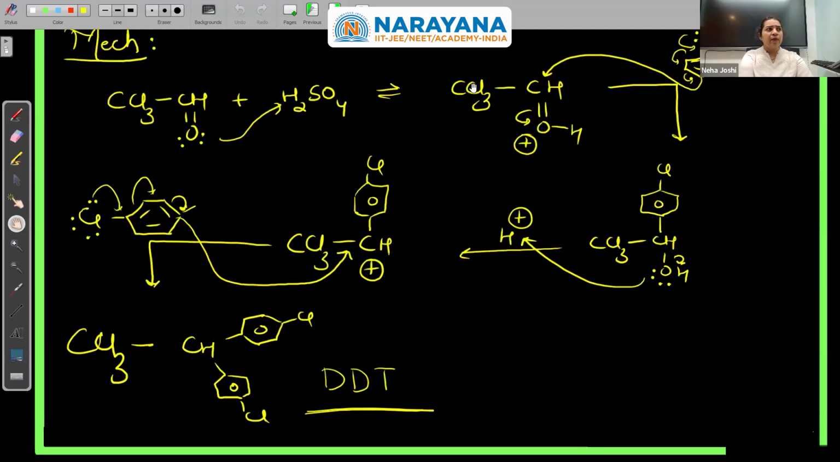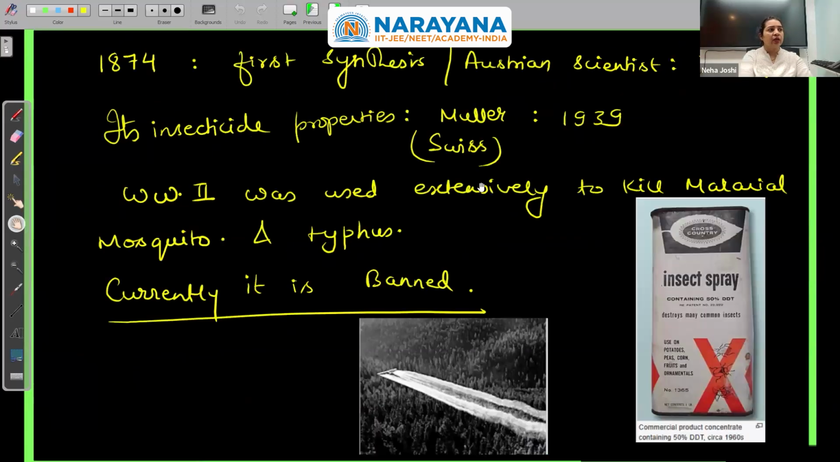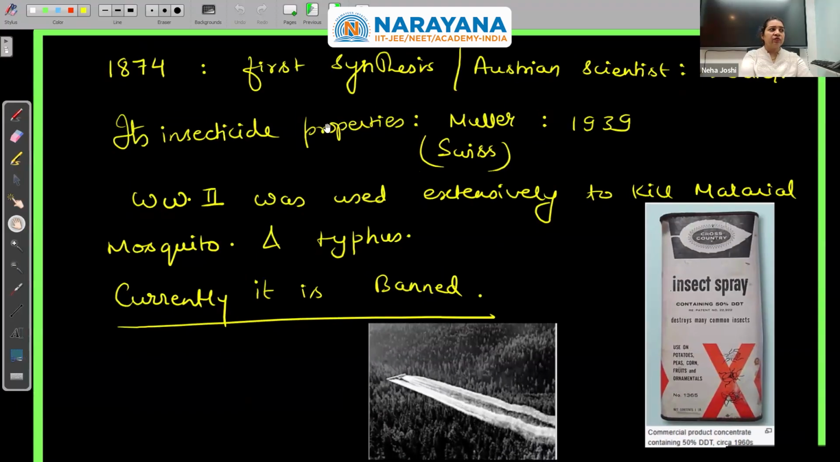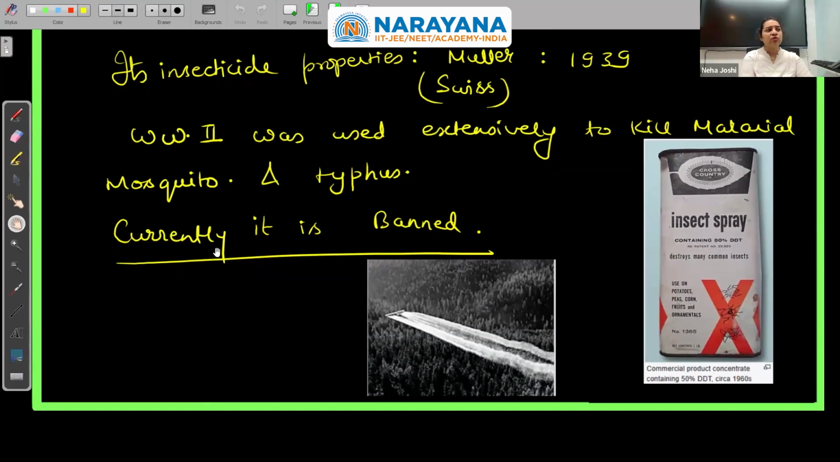And then finally we have DDT, which was used as a mosquito repellent for a very long time. But again, due to pollution and environmental studies, it has now been completely banned. See, in 1874, first synthesis by Zeidler. Its insecticide properties were researched by Mueller in 1939. In World War II it was used extensively to kill malarial mosquito and typhus.